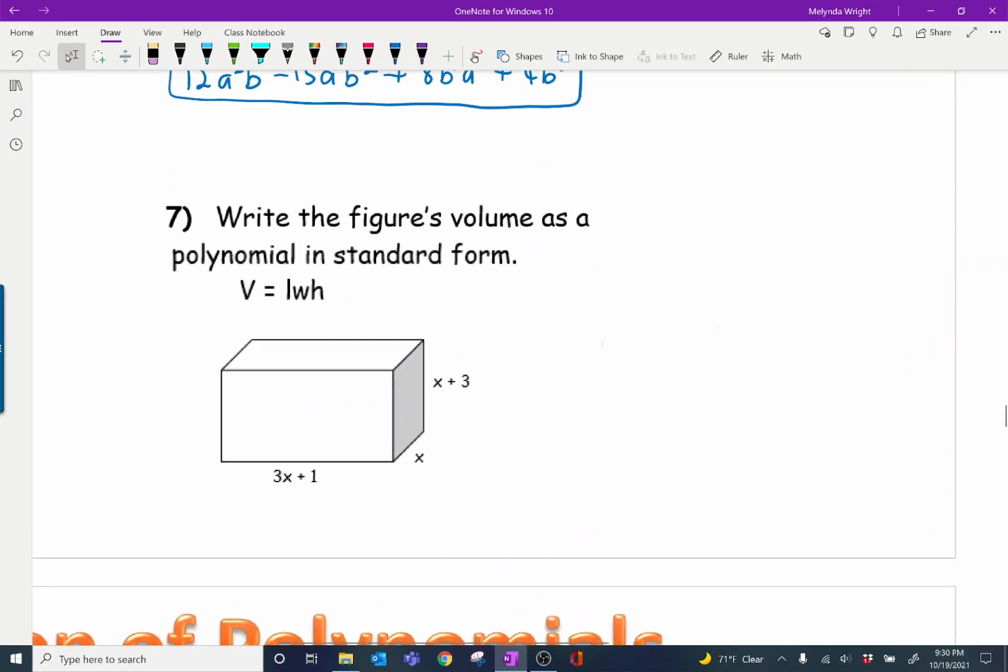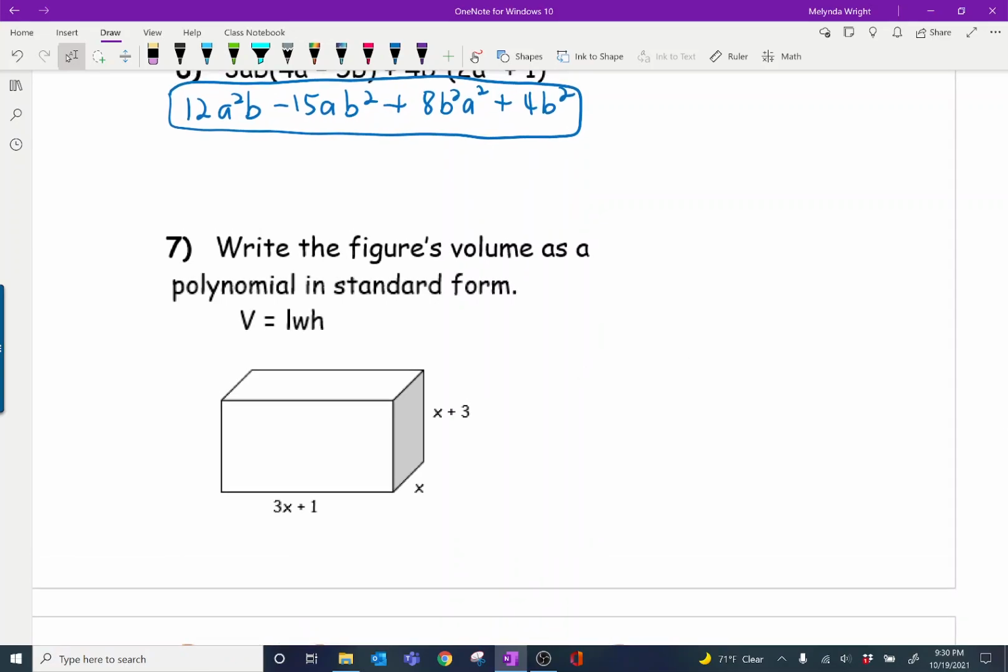Write the figure's volume as a polynomial in standard form. Well, okay, that's nice. They even gave us a formula for volume. Yay! So volume is going to be length, which is 3x plus 1, times width, which is x, times height, which is x plus 3. And they want it in, yes, standard form. Not factored form, it's in factored form. Wouldn't that have been nice if they said they wanted it in factored form? But no, they want standard form, which means we get to multiply.